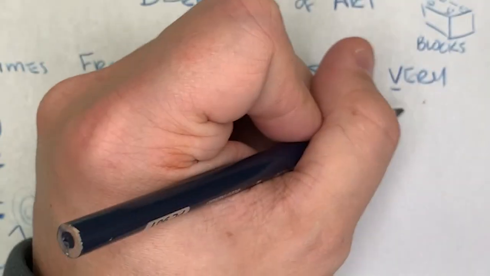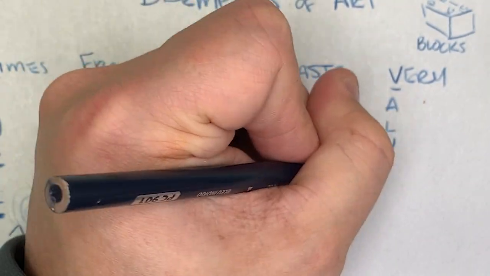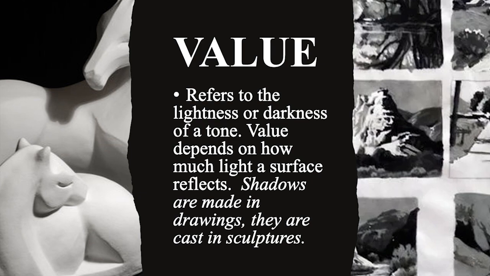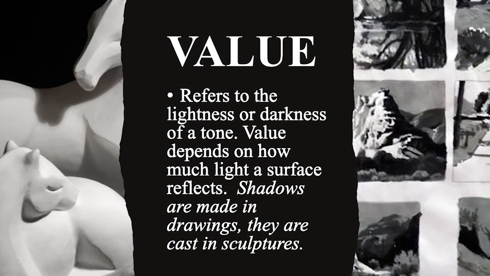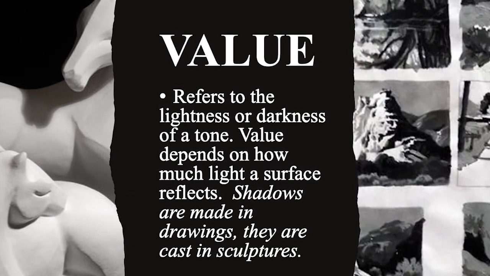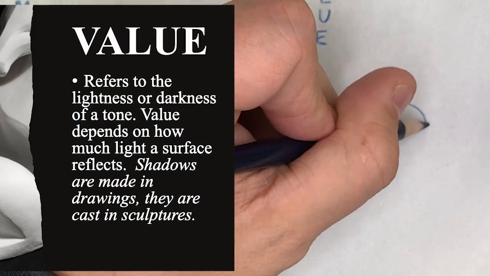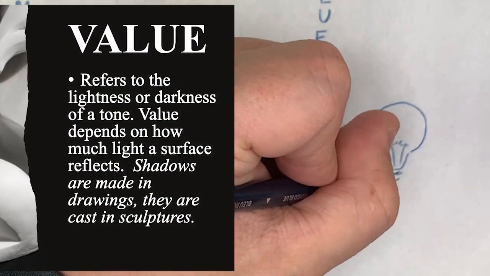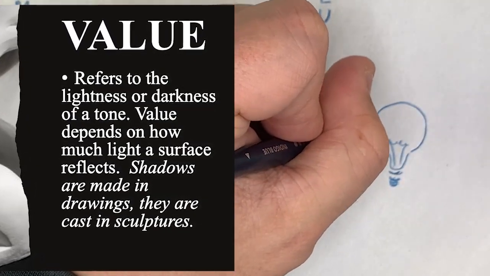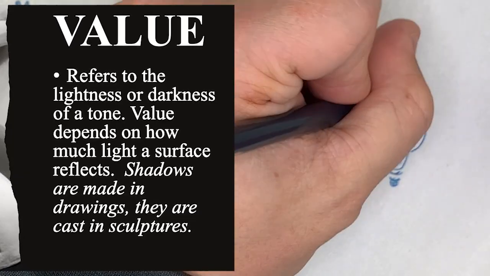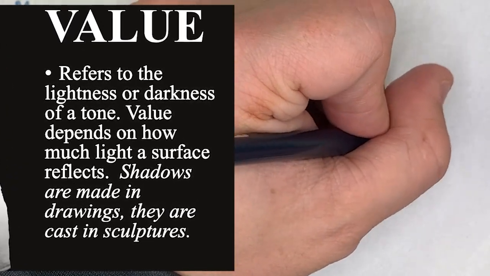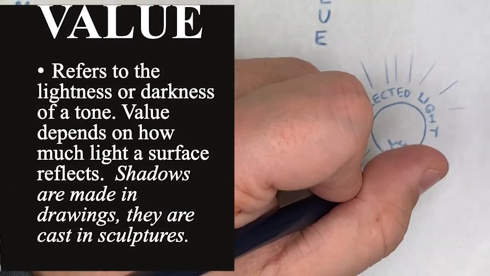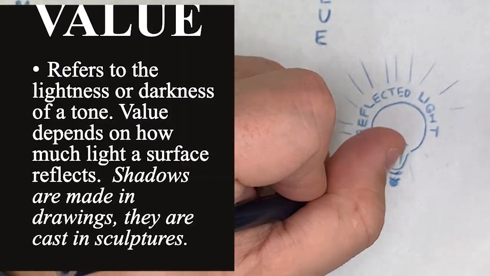Speaking of value, this brings us to our fourth element, value. Value can be described as the lightness or darkness of a tone. It depends on how much light a surface reflects. In fact, value is reflected light. Specifically, it is the amount of reflected light. Think about it like this.